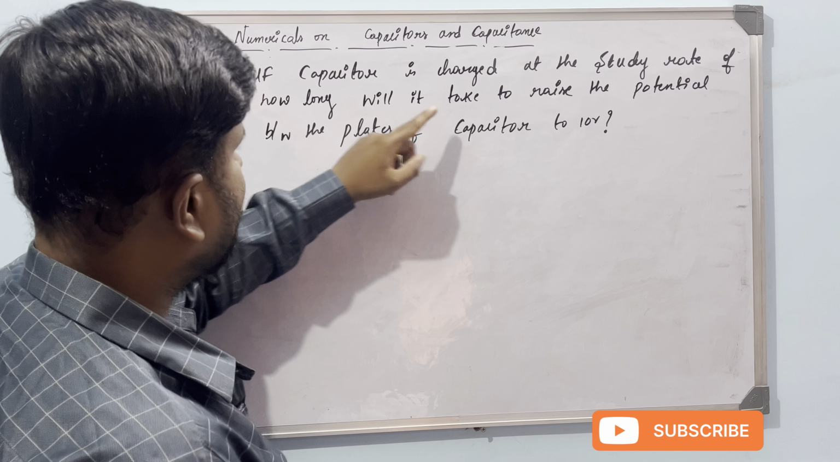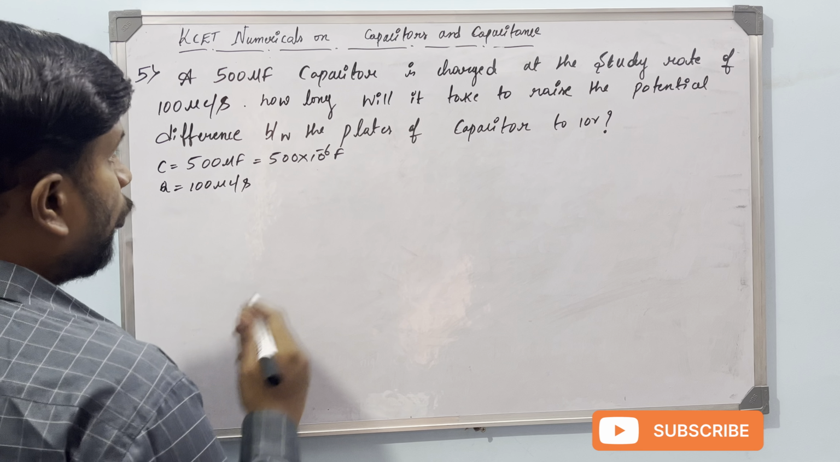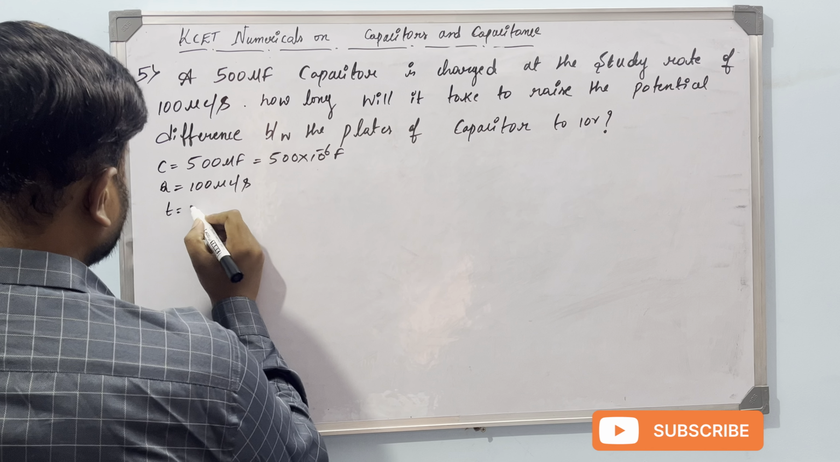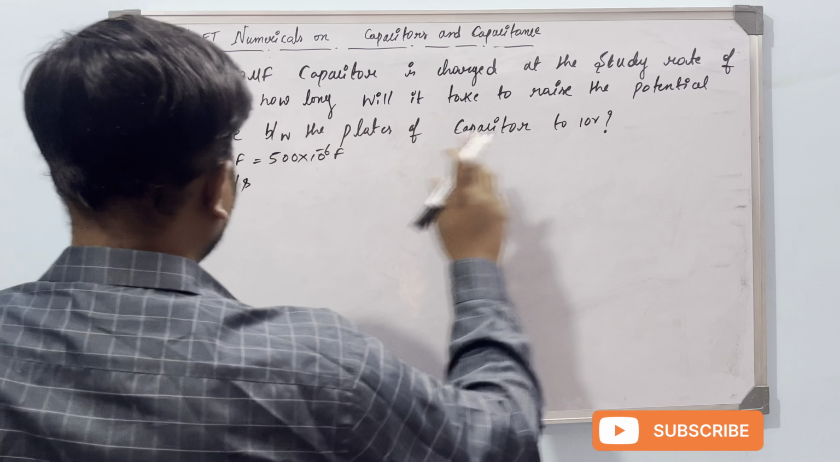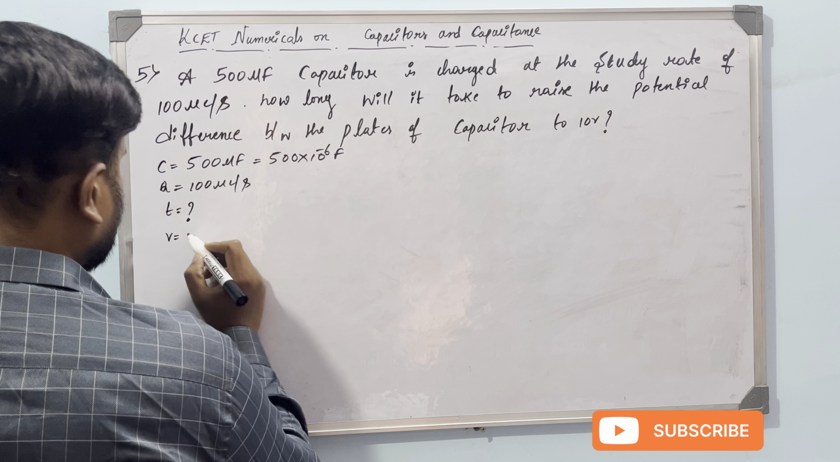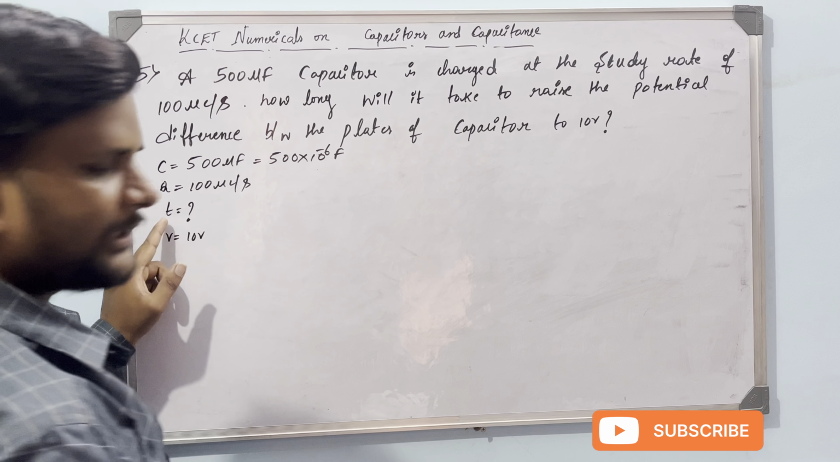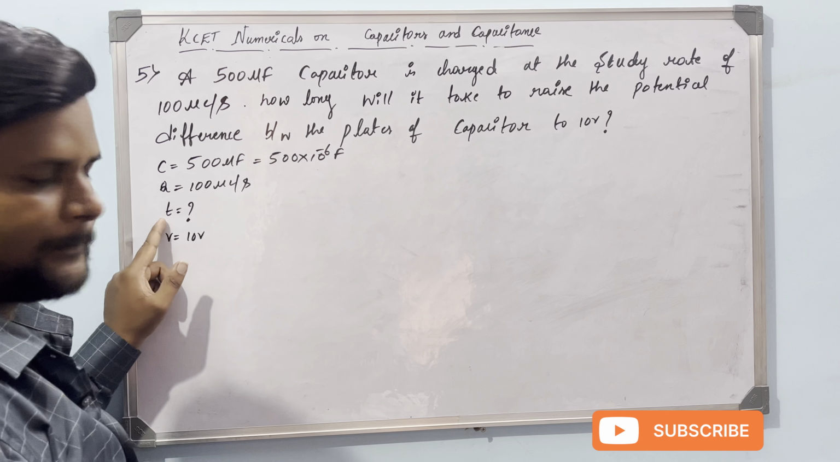A steady rate of 100 microcoulomb per second is the charging rate, so it is 100 microcoulomb per second. How long means we need to calculate the time. So time is equal to question mark, to raise the potential difference between the plates of the capacitor to 10 volt. V they have given, 10 volt.